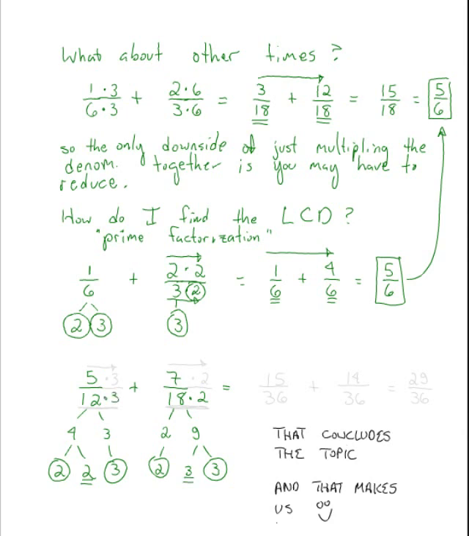And now you'll notice that 3 times 12 is 36, and 2 times 18 is also 36. Now don't forget, whatever you do to the bottom, you have to do to the top. Otherwise you change the value of the fraction and you're solving a completely different problem, and that's no good. And so 5 times 3 is 15, and 7 times 2 is 14, and when you add those together you get 29 over 36.